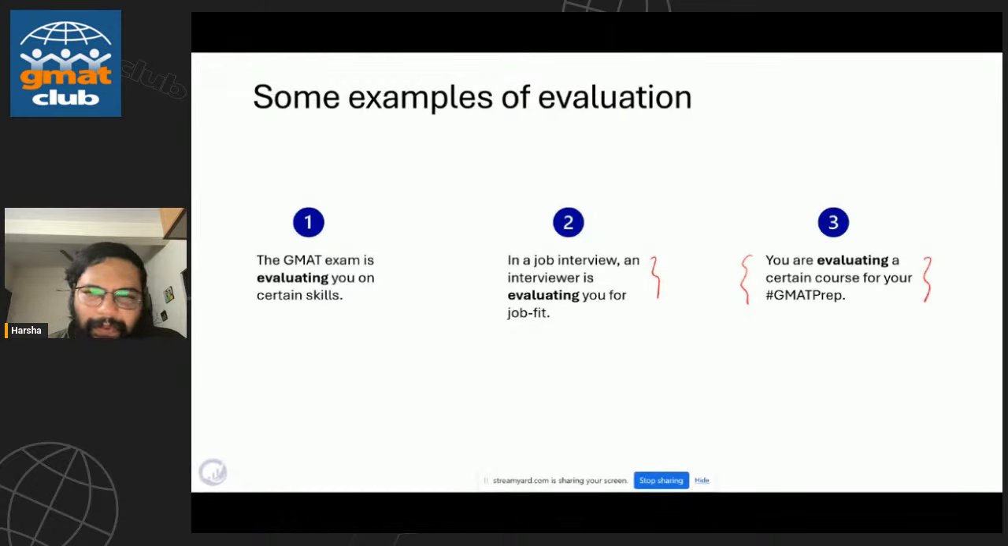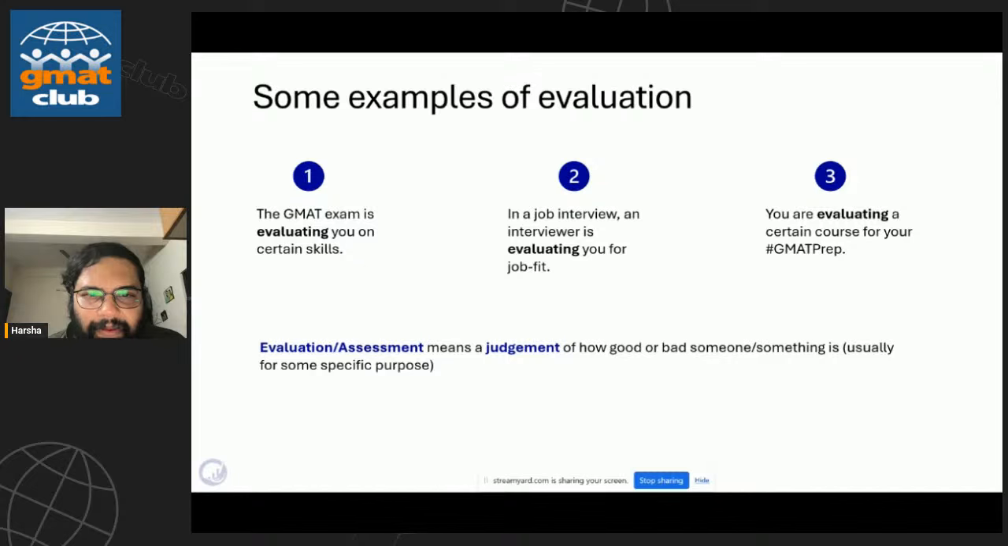Now, one of the important aspects here to understand is usually you evaluate something for a certain purpose. So you're being evaluated for a particular job. Usually we try not to evaluate a person as is, like this guy is evil or this guy is good. We're trying to evaluate whether that person fits that particular purpose. But yeah, end of the day, this is what I need you to understand. An evaluation is an assessment, it's a judgment, usually for a specific purpose.